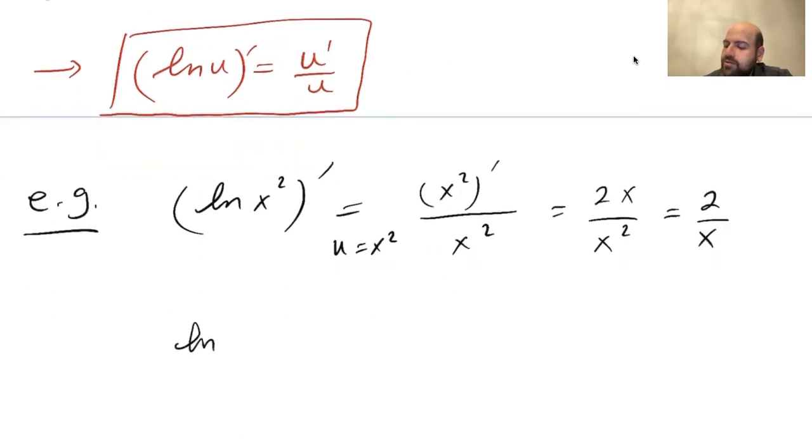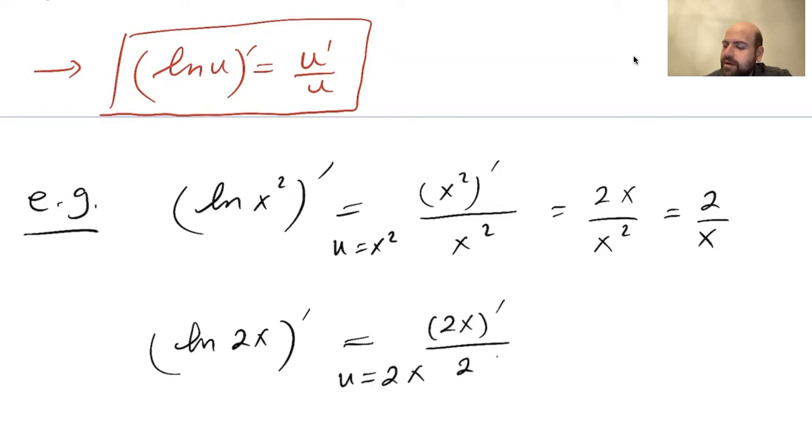And the derivative of ln 2x. If my u is 2x, then the derivative will be the derivative of 2x divided by 2x. That is 2 over 2x, which is 1 over x. So these are consistent with the calculations we have done before for finding the derivative of ln x squared and ln 2x. If you remember, we already did these calculations.